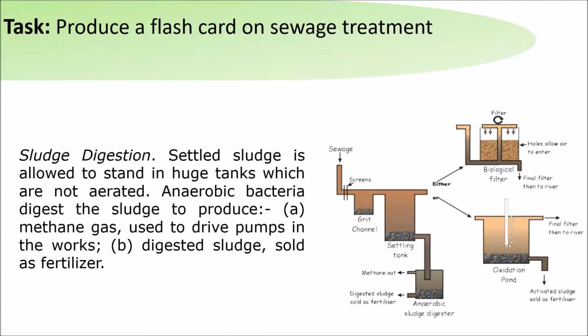Settled sludge is then allowed to stand in huge tanks which are not aerated. Anaerobic bacteria will digest a lot of this sludge and will produce useful things such as methane that can be used to drive pumps.